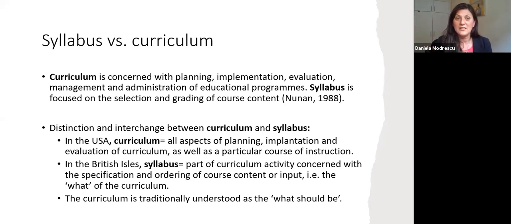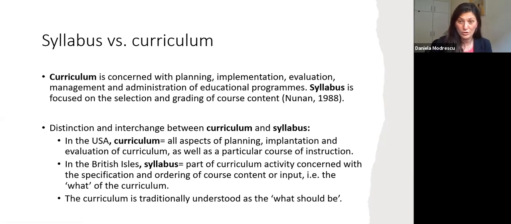Now, in this class, we will use both terms interchangeably, and if I refer to one specifically, I will mention that. But the overall rule or definition is that curriculum is concerned with planning, implementation, evaluation, management, and administration of the entire educational program.